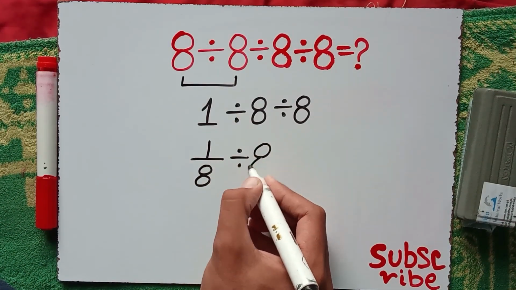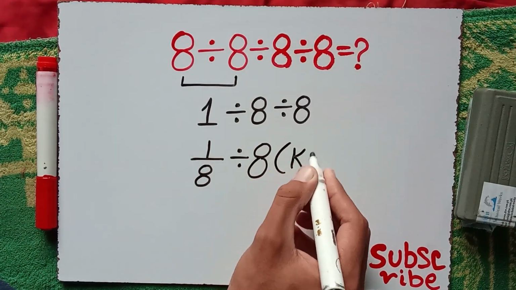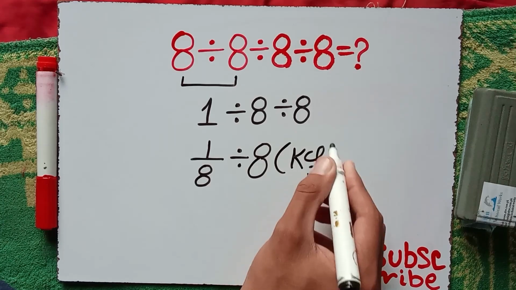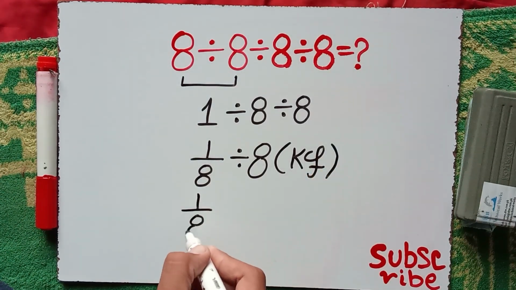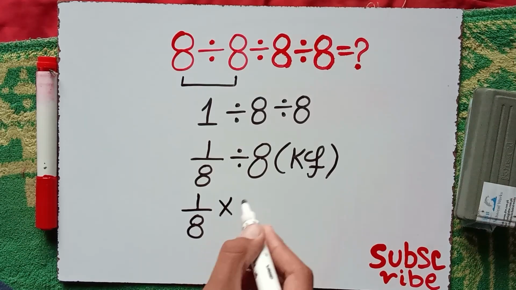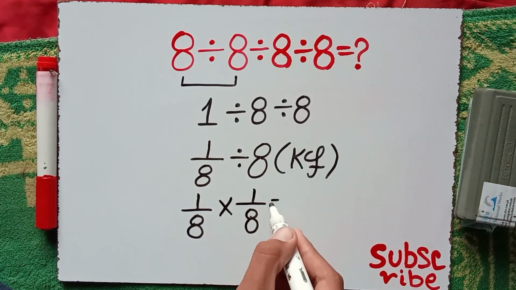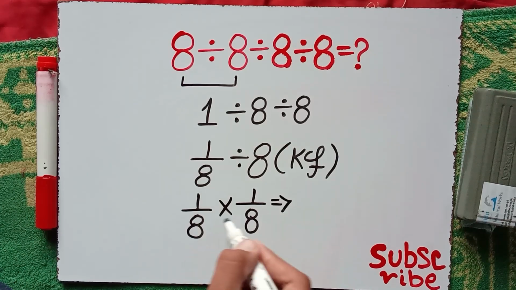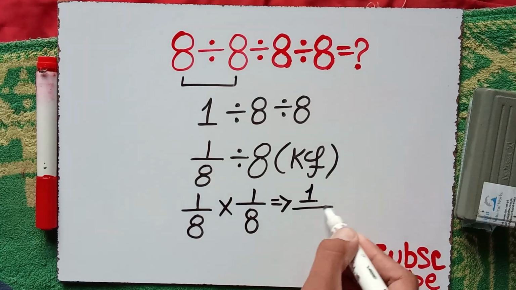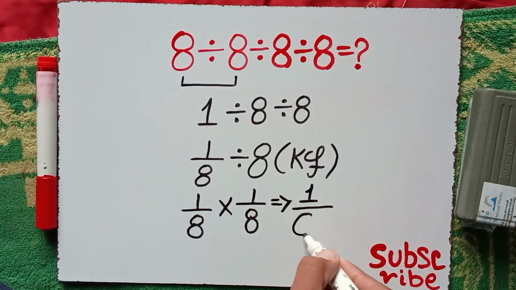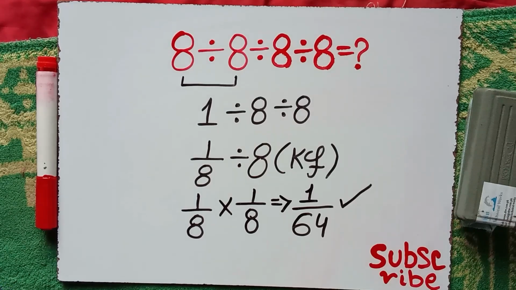To solve this part, guys, we follow the keep change flip rule, which says that whenever we change division to multiplication, the numerator is changed to the denominator and the denominator is changed to the numerator. So we can write this as 1 times 1 equals 1 and 8 times 8 equals 64. This is the final answer of this question.